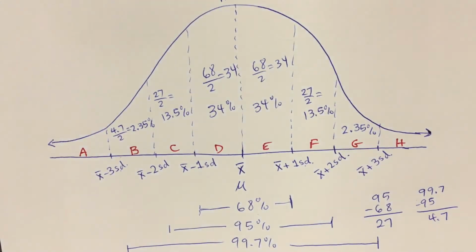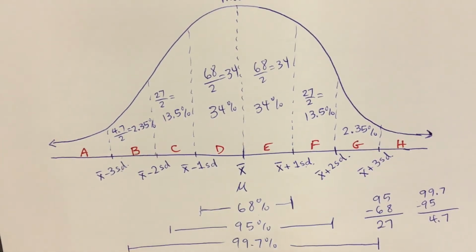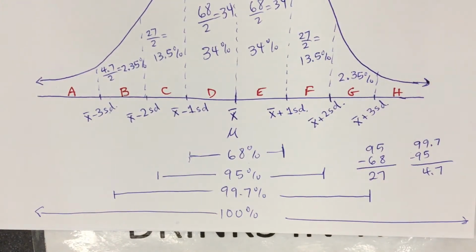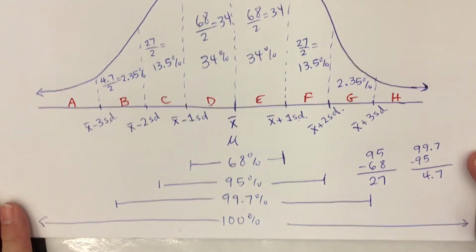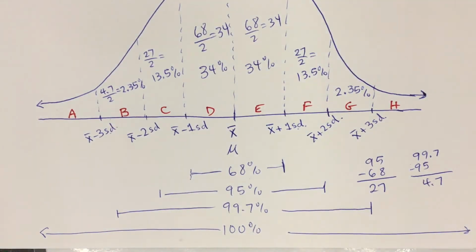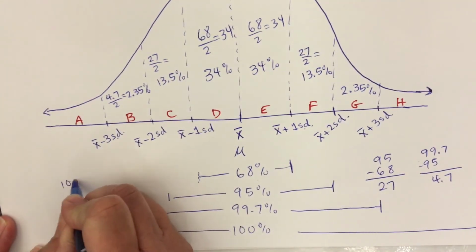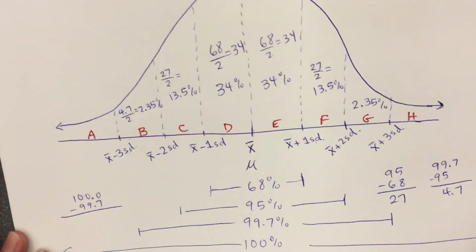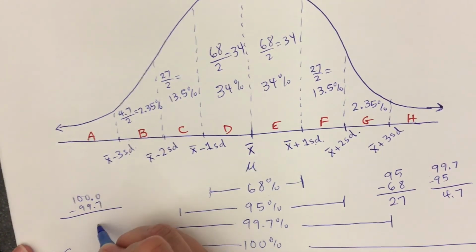Now, the whole thing, even though those lines never quite touch, I'll just do it like this. I'll put a little arrow. The whole thing is 100% of the data. Well, from B to G, we counted 99.7%. So I'll do 100 minus 99.7. That's 100.0. When I do that subtraction, I get 0.3.